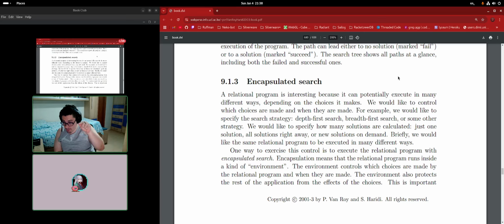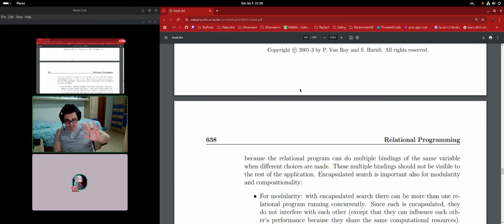For each encapsulated search, an alternative of the choice. Basically, we're going to see later on, it's kind of crazy because chapter 12 shows you how to implement chapter 9. It's going to show you, given that we're using encapsulated search fully now, here's how you can control the search strategy.